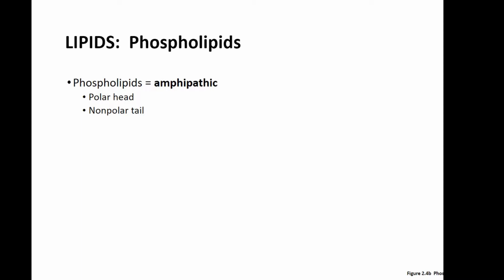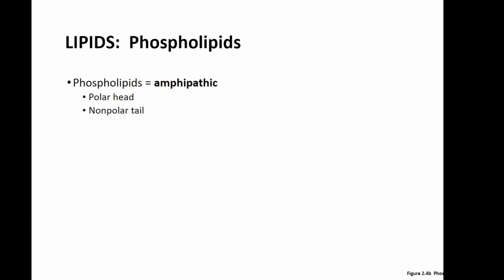Okay. So the special quality of a phospholipid is that it's amphipathic. So when we say a phospholipid is amphipathic, we mean that it has a polar part, so a part that's attracted to water, a part that's hydrophilic, and it also has a nonpolar part, so a part that's repelled by water, a part that's hydrophobic. And this is going to affect the function of a phospholipid. And phospholipids are the basis for our membranes.